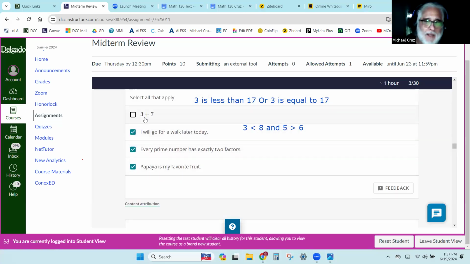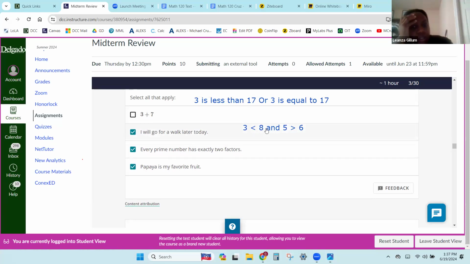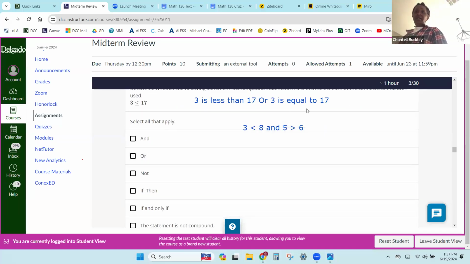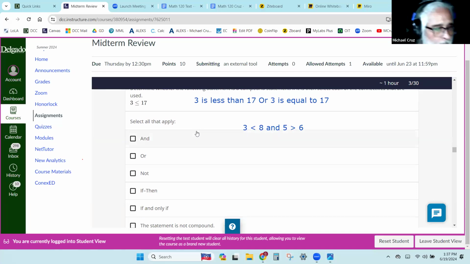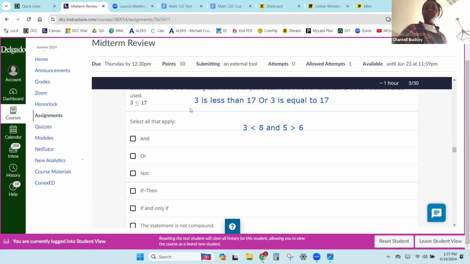Yeah, the only one that's not a statement is that one, because it doesn't make any claim. It's just unfinished. No, I'm talking about number 14. See right there, when it says select all that apply, it can be just one answer. So it's just the or. If they have more, you can select more, but it's only one in this case. All right, cool. Just the or.